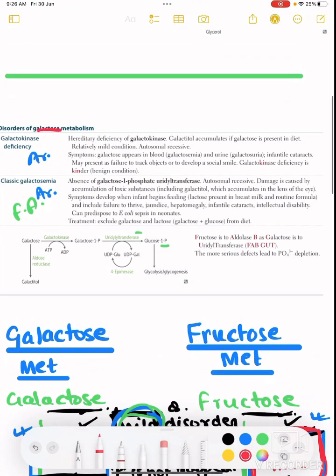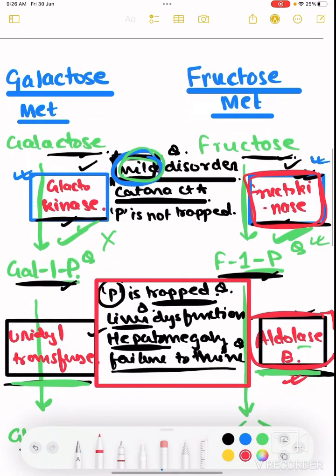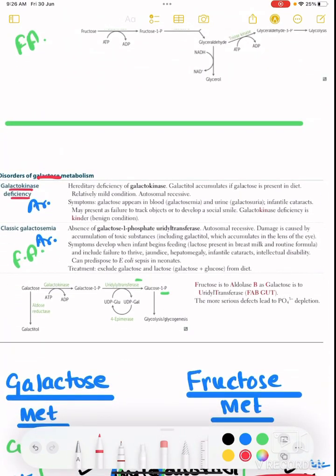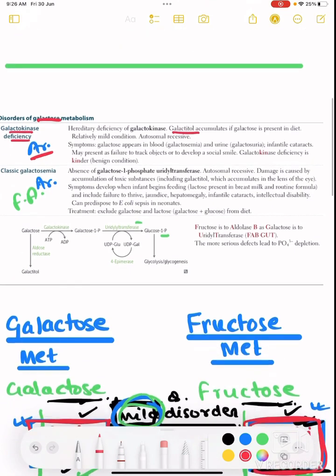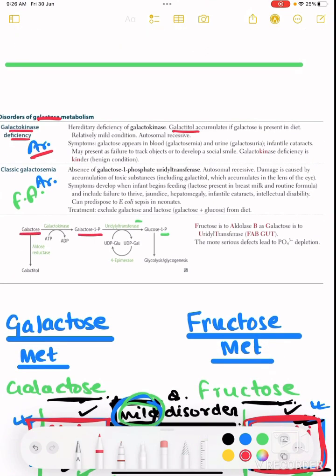Right, now coming to disorders of galactose metabolism. Galactokinase deficiency. If galactokinase is deficient, then the disorder is known as galactokinase deficiency, again autosomal recessive. Galactitol accumulates if galactose is present. Now see, already told you that galactose is converted to galactose 1 phosphate through galactokinase. If galactose accumulates, then it will not stay like that. With the help of aldose reductase, it will convert to galactitol. And what will galactitol do? Galactitol will enter the lens of the baby or somewhere else, and it will cause cataract, right?